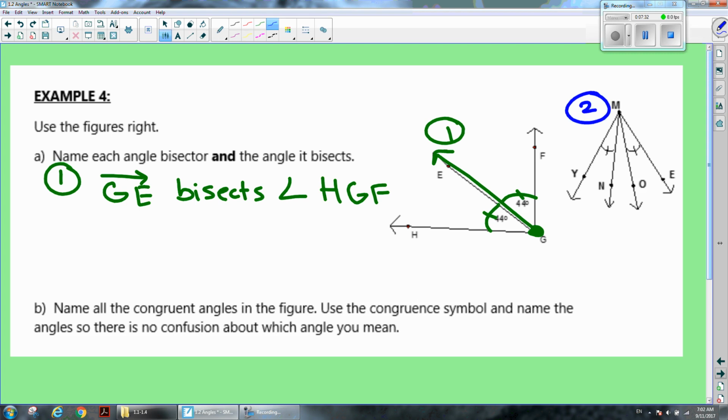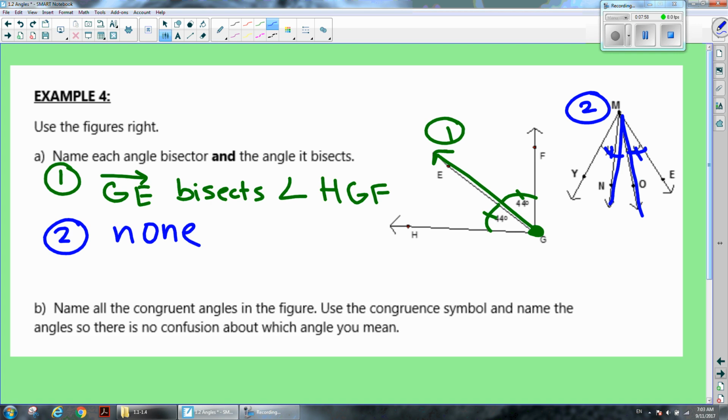And in figure 2, even though we have two congruent angles, there's still this angle in the middle. So the ray doesn't divide it into two angles. Here we have kind of three sections. So there really is no angle bisector.